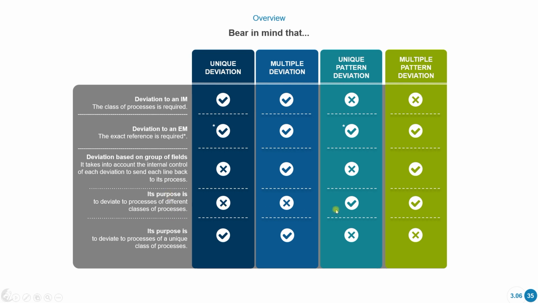So here we can see that unique pattern deviations and multiple pattern deviations have the purpose of deviating to processes of different classes of process. And if we're using unique deviations or multiple deviations, the purpose is to deviate to processes of the same class of process, of a unique class of process. So these are the main differences.